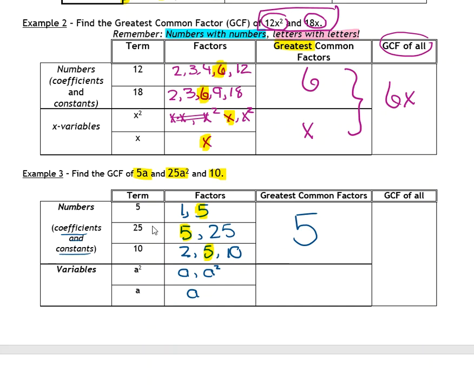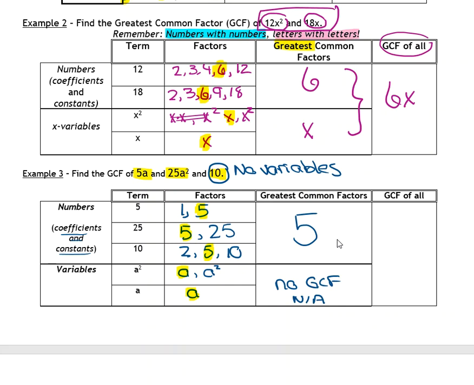It looks like they both have a common factor of an a, but they don't, because 10 has no variables. And since 10 has no variables, I can't say that a is common because it's not common. Common has to be shared by all, and it's not. So there is no common factor for the variable. So we're just going to leave that blank, or you could put no common factor, no greatest common factor, or you could just put not applicable. Just leave it blank, it's fine. There is no common factor.